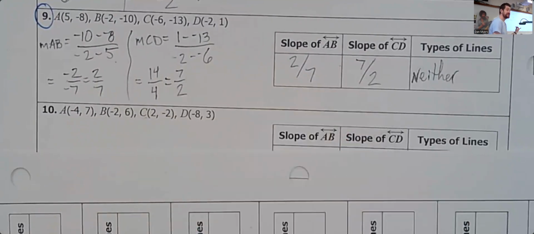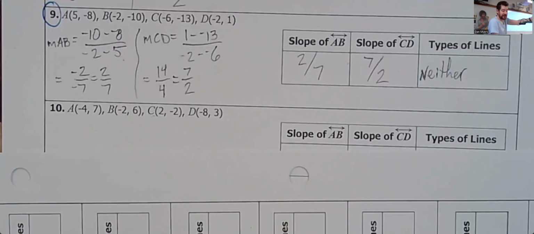So they're not the same, so they're not parallel. Listen up. They're not the same, so they're not parallel. They're also not opposite and reciprocal. They're just reciprocal, not also opposite. Therefore, they are neither. So you got perpendicular for 8, neither for 9. And then skipping number 10, going to 11.